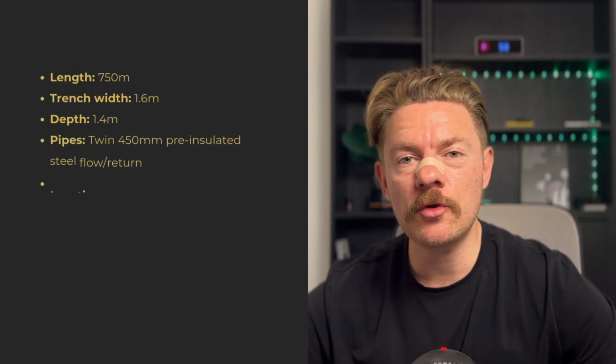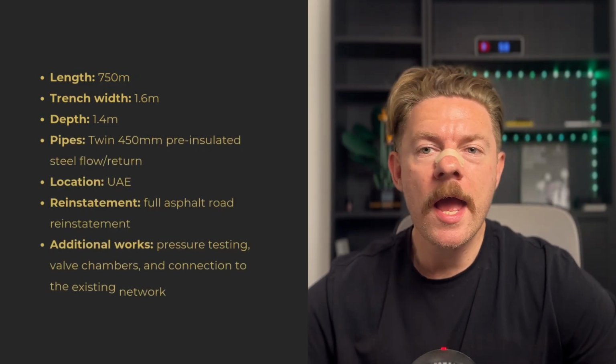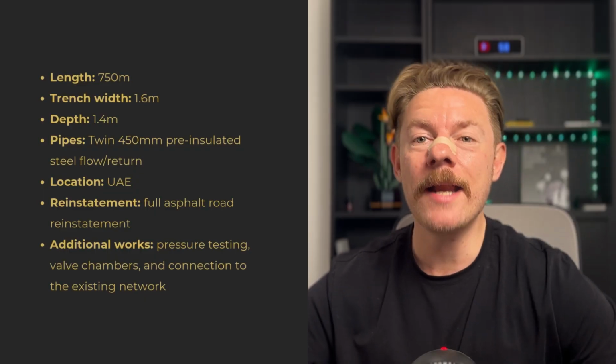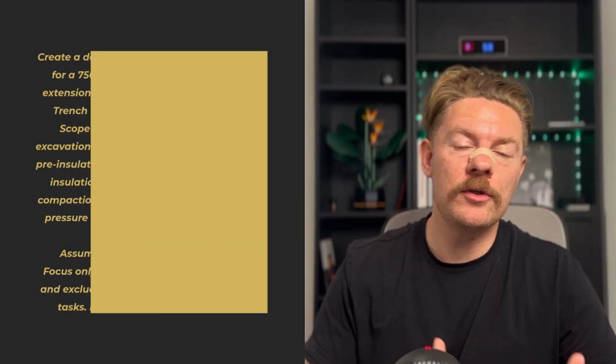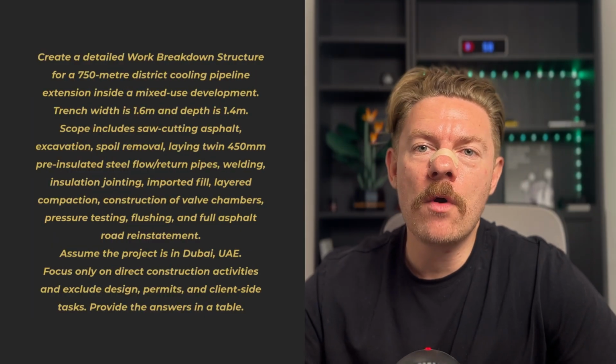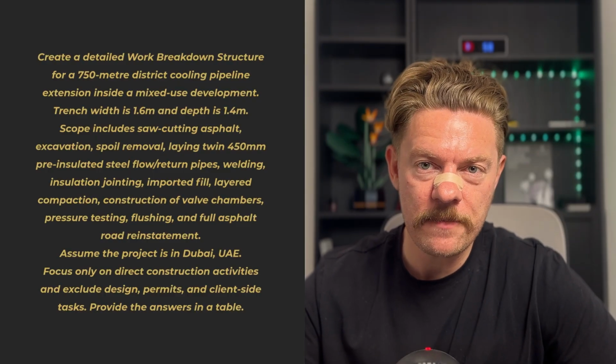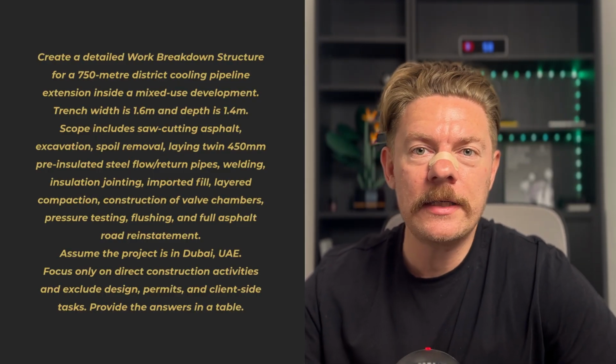Imagine you're delivering a 750 meter district cooling network that's feeding a brand new cluster of residential towers. Your preliminary information includes the length, the trench width, the depth, the pipe size, the location, any reinstatement and any additional works, and anything else you can see on the screen here. Normally you break the scope down manually, but with ChatGPT, you can generate a full work breakdown structure in just seconds. So for this example, I would use the prompt you see on screen now. Create a detailed work breakdown structure for a 750 meter district cooling pipeline, etc, etc.